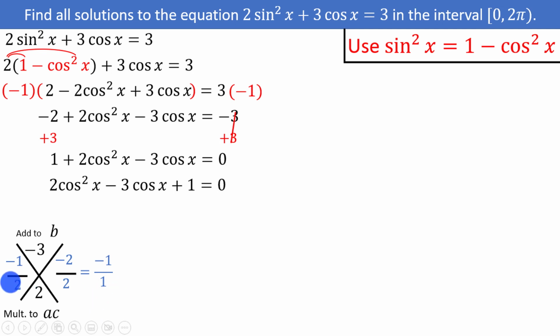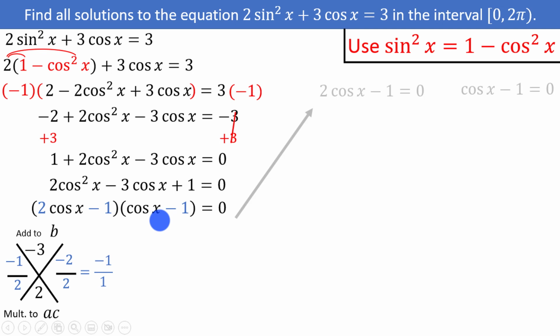From there, you can read from bottom to top. The bottom of your fraction relates to the variable, in this case, cosine of x. The top of your fraction relates to the constant, which is negative 1 in both cases. So the left-hand side of our chart gives us 2 cosine of x minus 1, and the right-hand side of our chart gives us cosine of x minus 1. By the zero product property, either 2 times cosine of x minus 1 is equal to 0, or cosine of x minus 1 is equal to 0. So we can individually solve each of those equations.